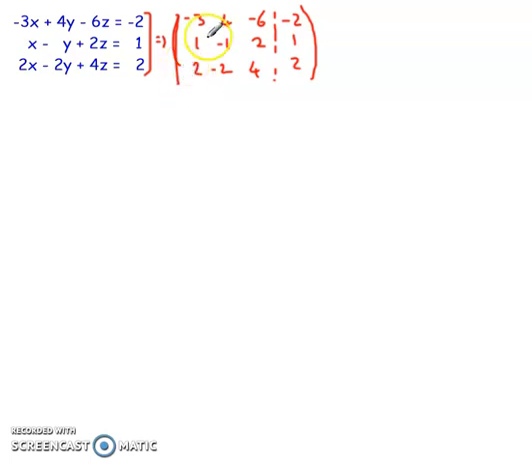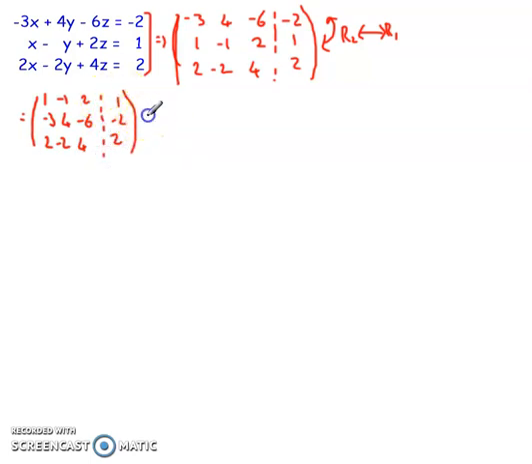Now again, same logic as before. If I take these two rows and swap them, I'll have a 1 here, so it'll be easier to scale up or down to eliminate the other values associated with it. So I'm going to do row 2 swapped with row 1. Doing that will give me a top row of 1, -1, 2, 1. Then -3, 4, -6, -2 for my second row, and then 2, -2, 4, 2 for my third row.